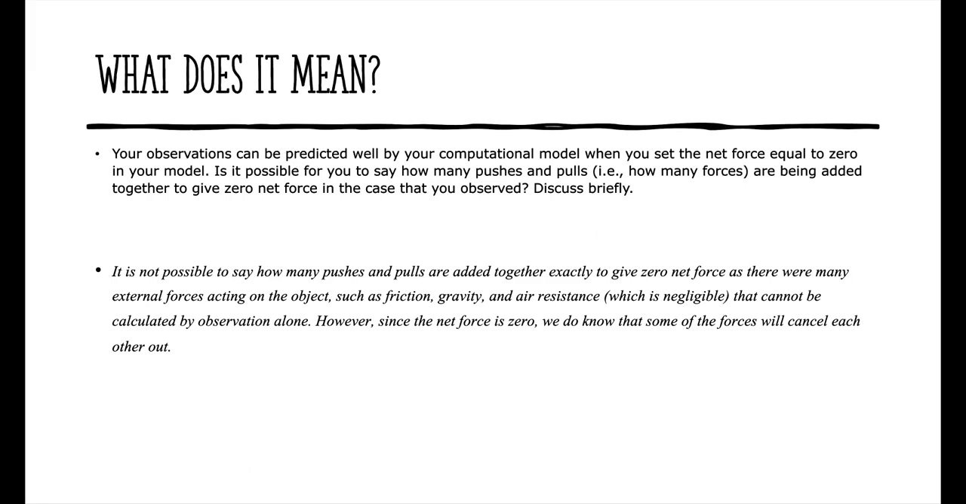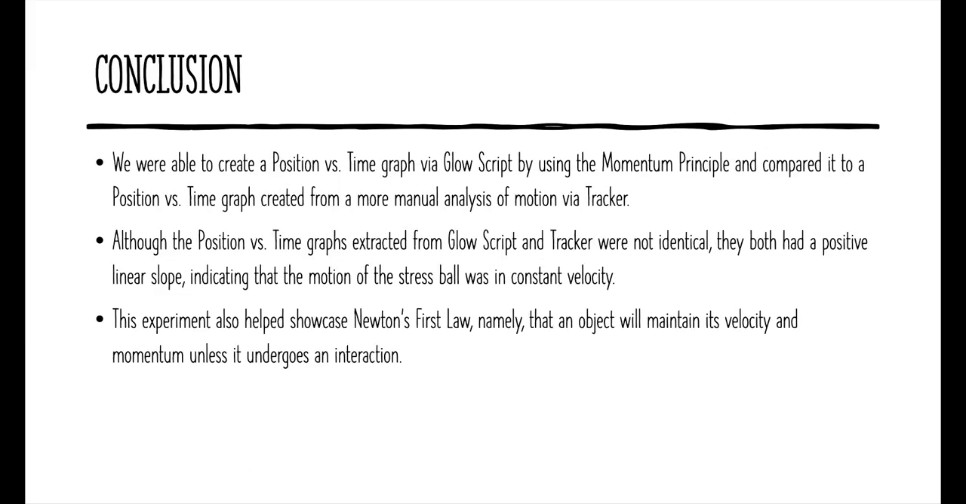For the what does it mean question, I responded by saying that it is not possible to say how many pushes and pulls are added together exactly to give zero net force, as there were many external forces acting on the object, such as friction, gravity, and air resistance, that cannot be calculated by observation alone. However, since the net force is zero, we do know that some of the forces will cancel each other out.